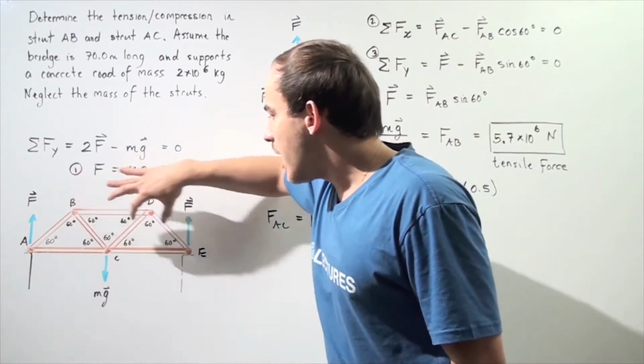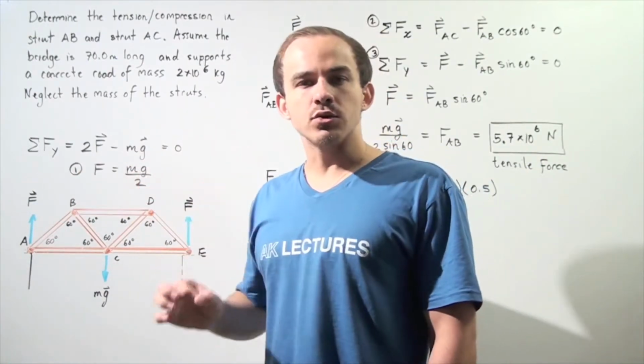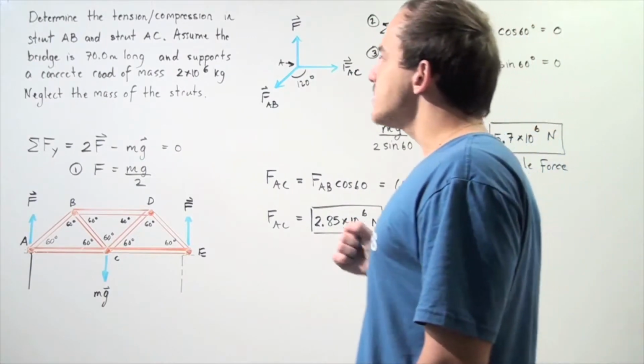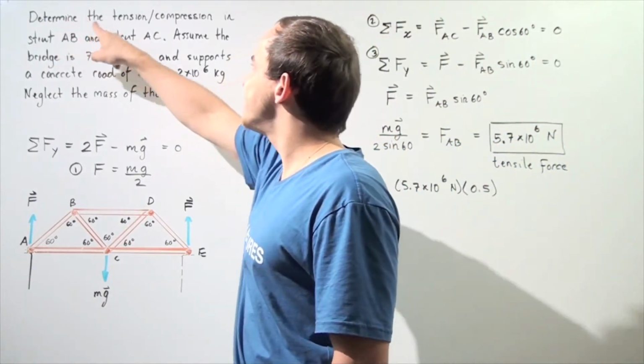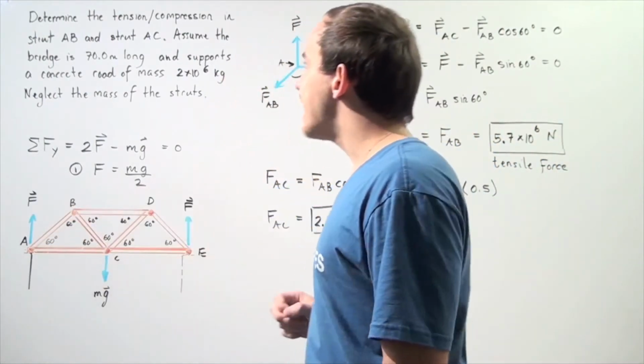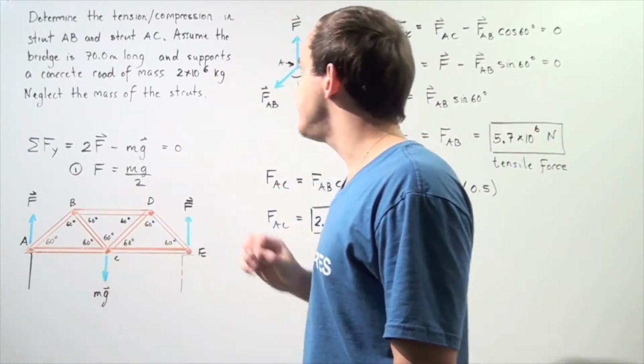Now all of these triangles are equilateral triangles, meaning the angles are 60 degrees. Let's suppose we want to determine the tension or compression in strut AB as well as strut AC.